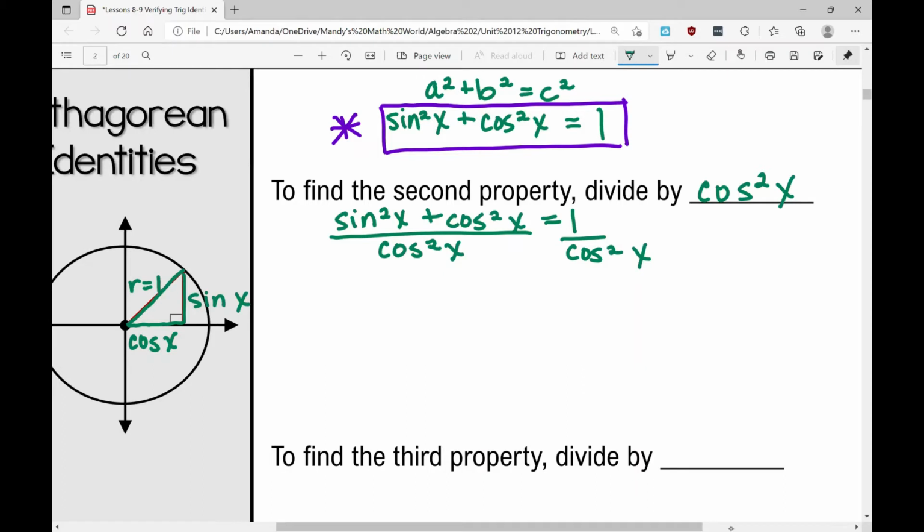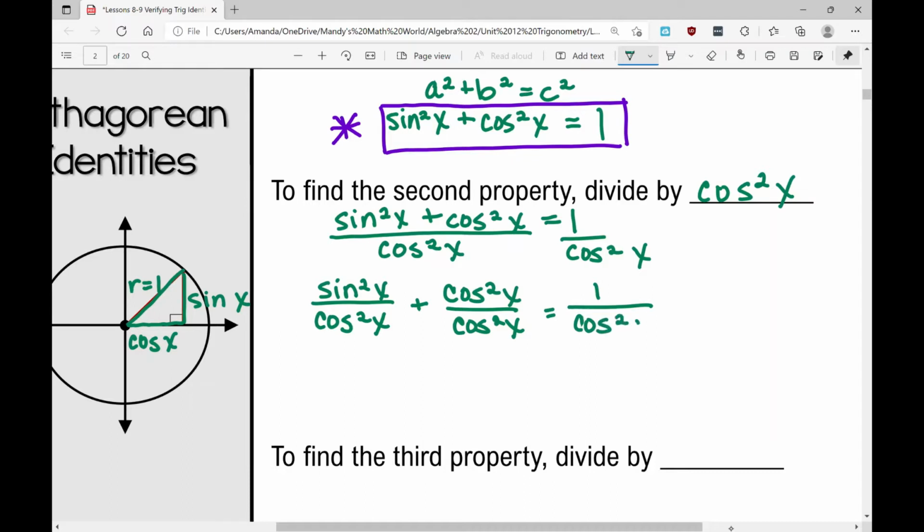And now I get sine squared x over cosine squared x plus cosine squared x over cosine squared x equals 1 over cosine squared x. And I know to do this using basic algebra, right? When I divide everything by cosine squared x, every single term gets divided by cosine squared. Sine squared x gets divided by cosine squared, and cosine squared x gets divided by cosine squared x.